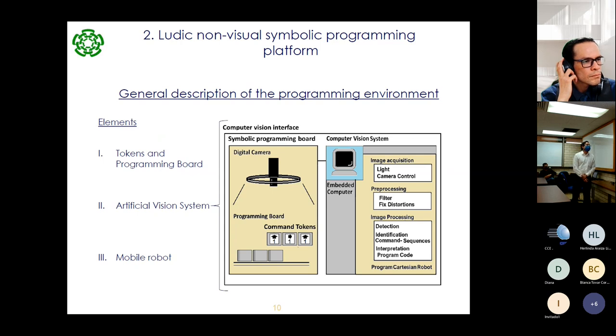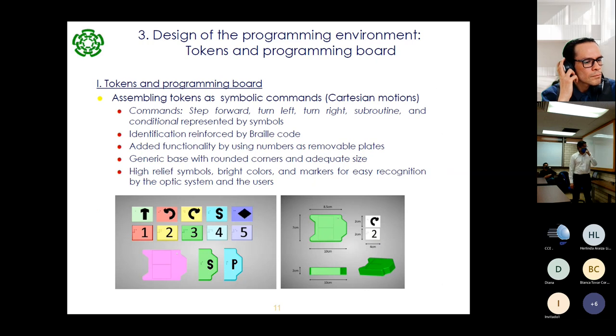The computer vision interface can be explained with its three main elements: the tokens and programming board, the artificial vision system, which has three stages, and the mobile robot for immediate experimentation. The tokens are symbolic commands of Cartesian motions. As you can see in the image, these are our commands.